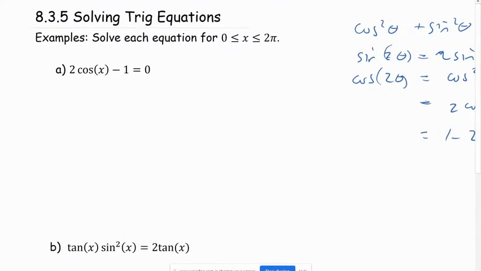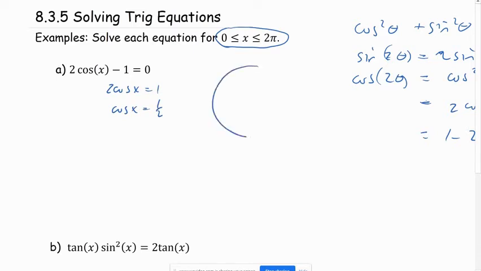So in order to solve this first example, we're trying to figure out what x is, and we're looking for x values in between 0 and 2 pi. So there could be more than one solution to some of these. If I start off by adding 1 to both sides, I have 2 cosine x equals 1. And then divide both sides by 2. Cosine of x is equal to 1/2.